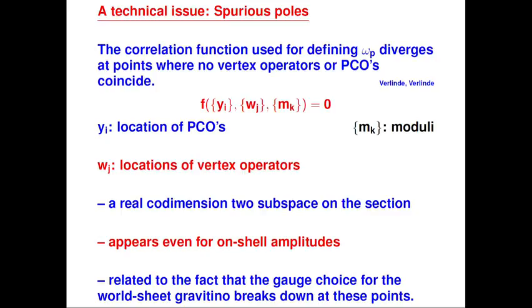Okay. Any other questions? Yes. Is there a supergeometry explanation for, I mean, a way to see this breakdown of the gauge choice, like of the gravitino?